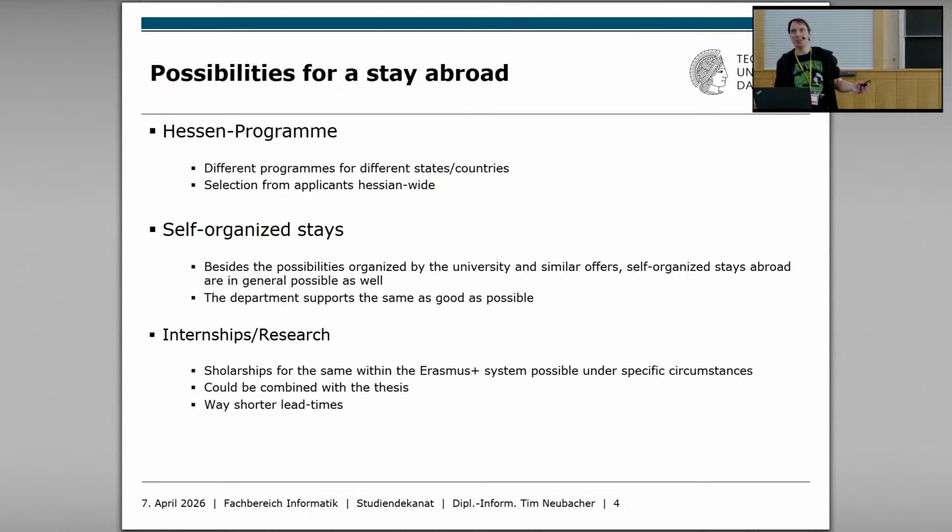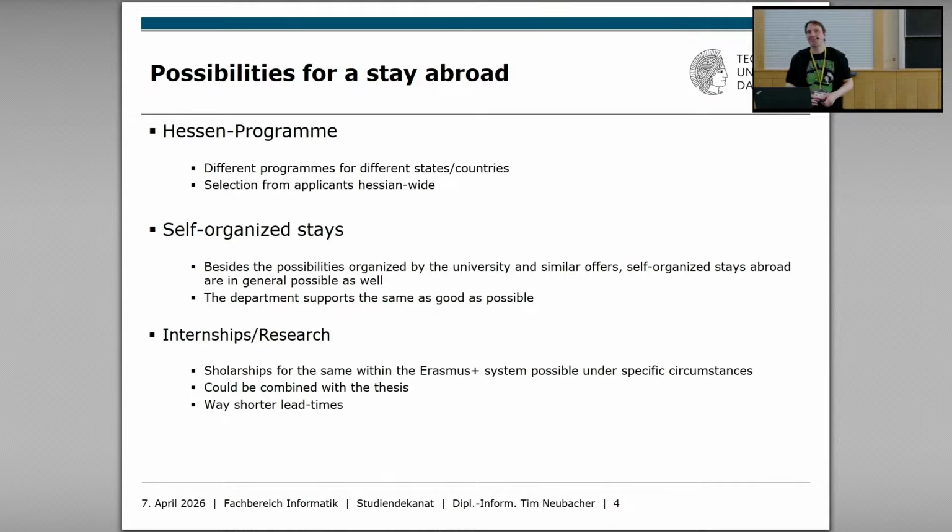Right? That's the base idea. So Hessen programs. Look up the information on the central websites, on the Hessen programs, quite interesting universities. You can, of course, as well go abroad just self-organized. With respect to transfer of credits, no difference. If we get a transcript and the courses are matching, you will get the credits transferred.